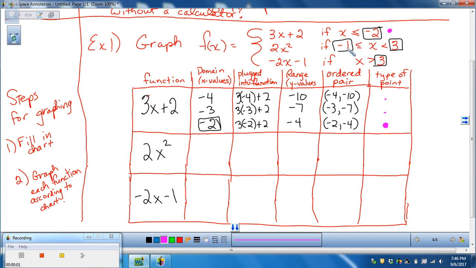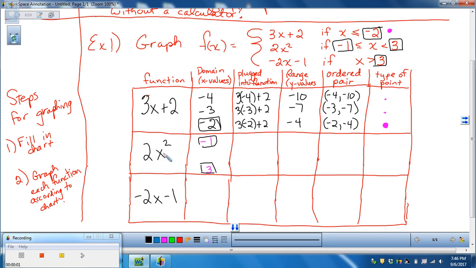I'm looking for values between negative 1 and 3. So negative 1 is going to be one of my values. 3 is going to be one of my values. These are special points because they're listed in my domain, so I'm going to put little boxes around them so that I remember that. And then I'm looking for some points in between.